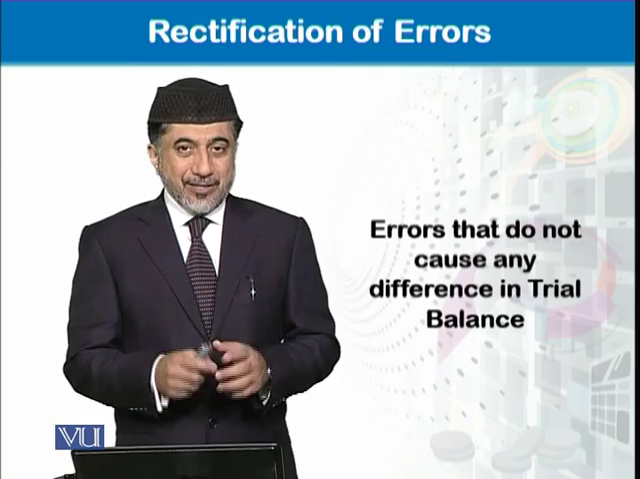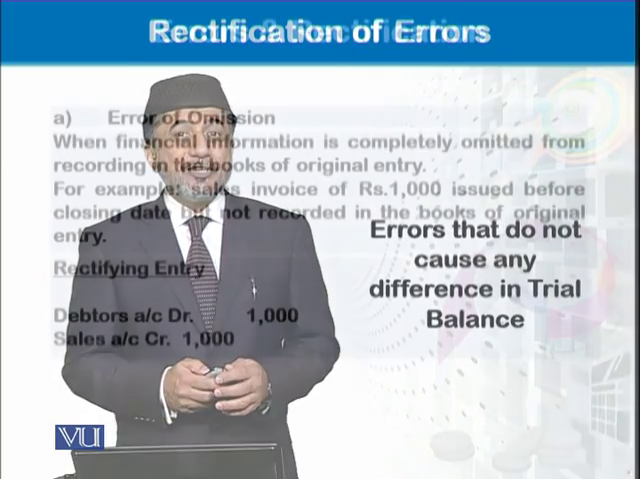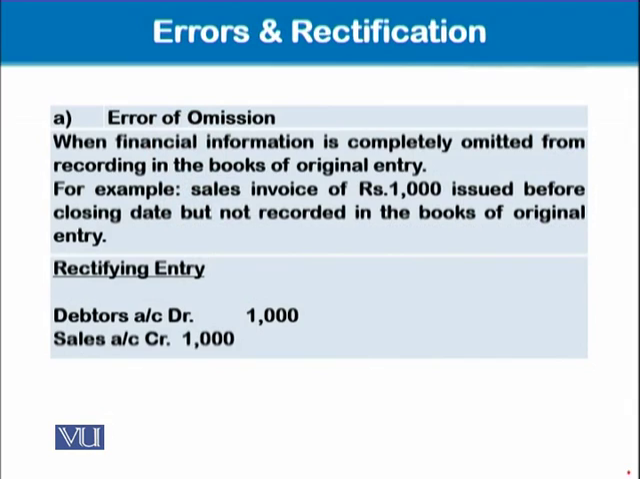No, there could be some worries. So let's see what are those worries. Error of omission means when financial information is completely omitted. Okay, when financial information is completely omitted from recording in the books of original entry. So it's altogether omitted. The example is that there is a sales invoice of 1,000.